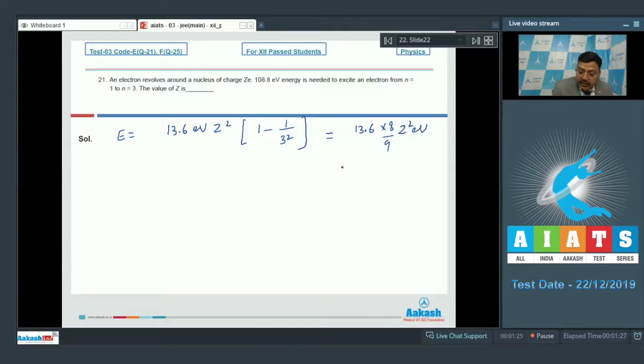and according to the question, this value is 108.8 electron volt. Well, solving, we find the value of Z square is simply 9, which means Z is 3. So the answer to question 21 would be 03.